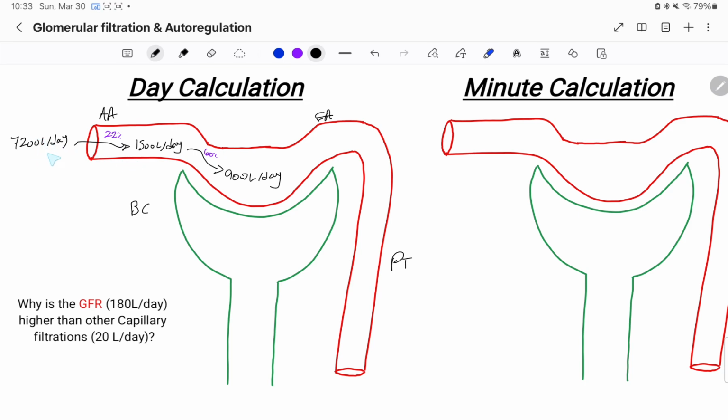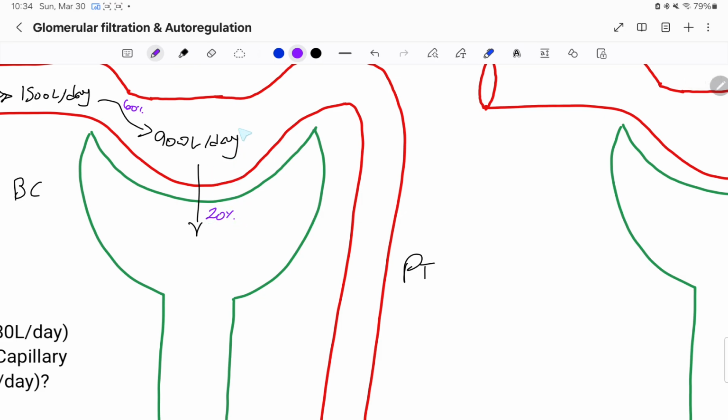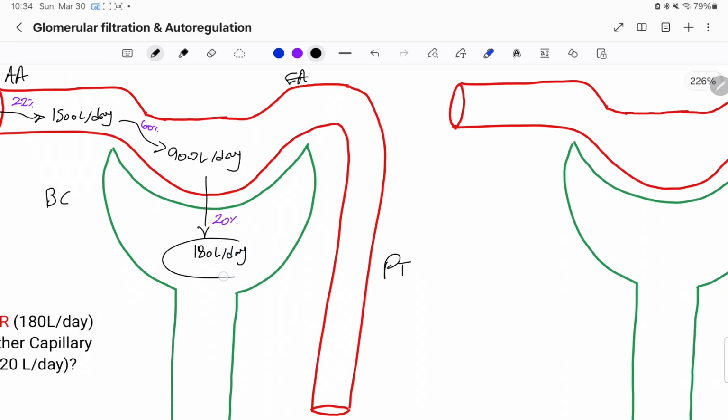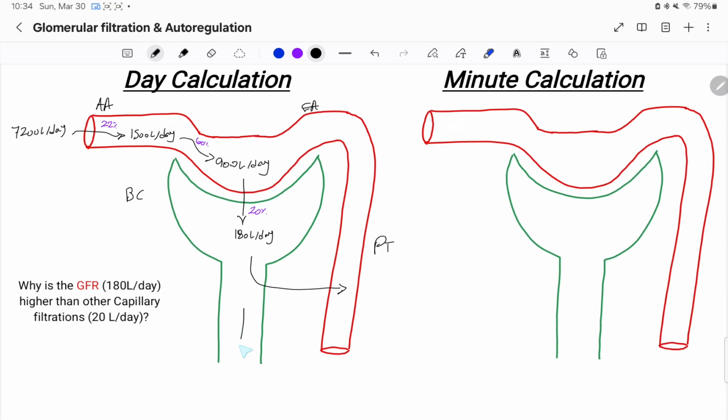Now again, of the 7,200 liters per day, the kidney receives 22% of the cardiac output, which is 1,500 liters of blood per day. Of that, 60% is plasma, which means 900 liters of plasma per day is coming into this glomerulus. Of this 900 liters per day, about 20% will be filtered across the Bowman's capsule, which means we have 180 liters of fluid per day being filtered. But does that mean I'm peeing 180 liters per day? No, of course not. So what is this then? Well, this fluid will actually become reabsorbed into these peritubular capillaries, and only a certain amount of it will leave.